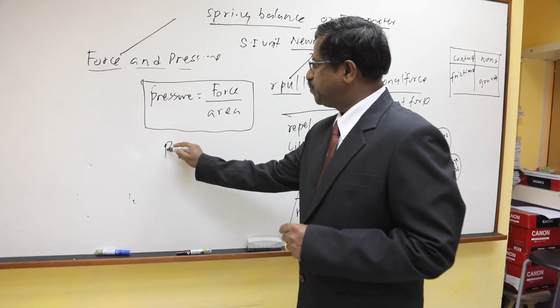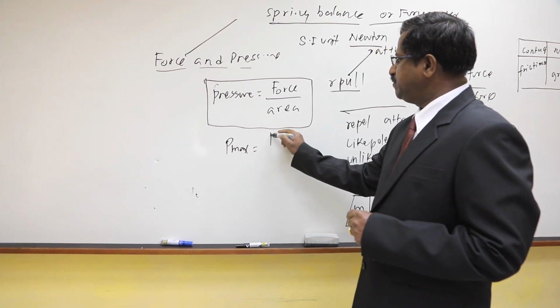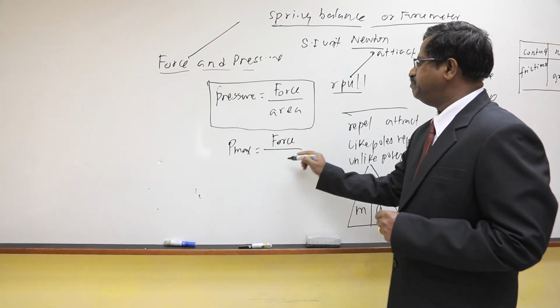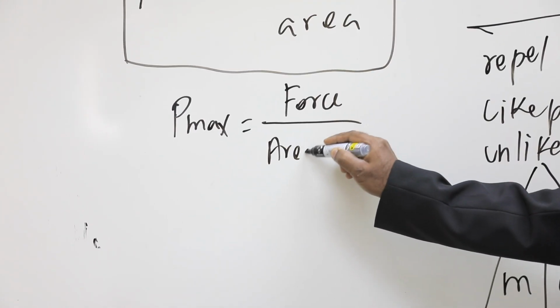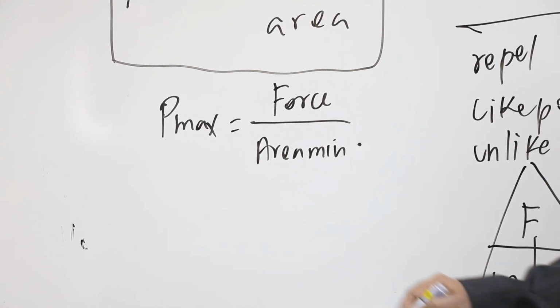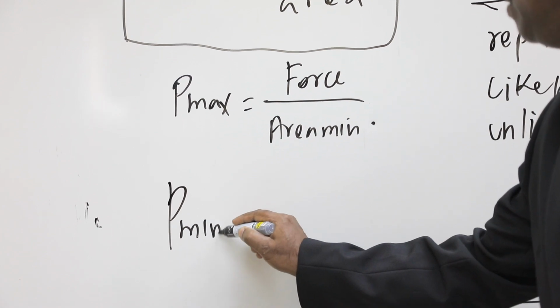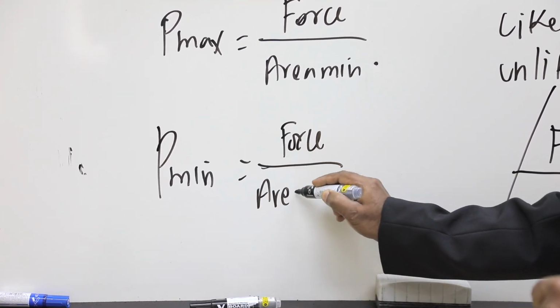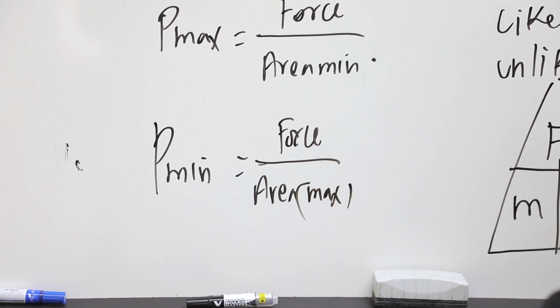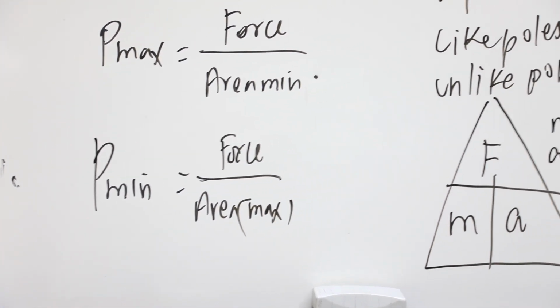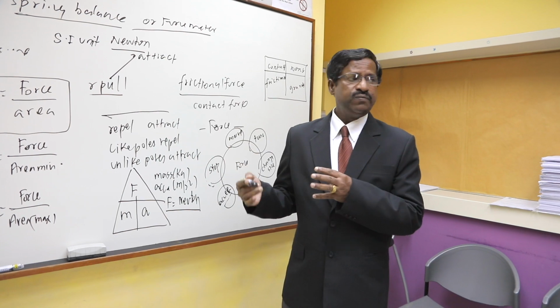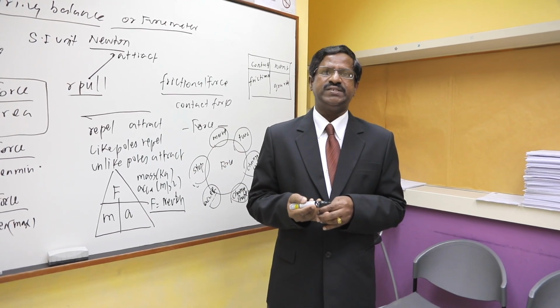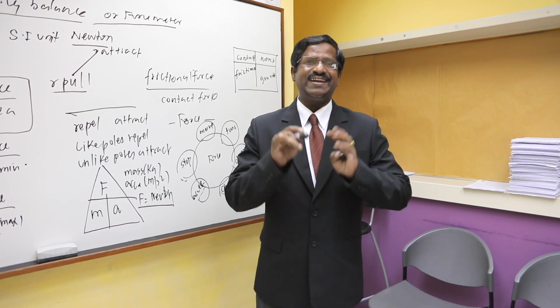If you want the maximum pressure, you have to write force over minimum area. Area should be minimum. If you want minimum pressure, you must go for force over maximum area. Area should be maximum. Because force and pressure are directly proportional, and force and area are inversely proportional. Smaller the area, greater the pressure.